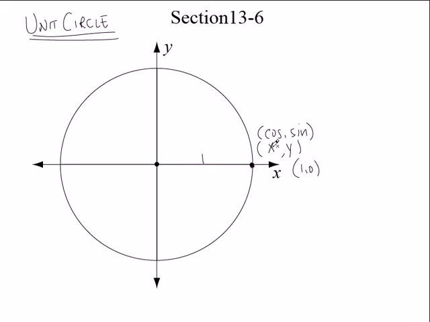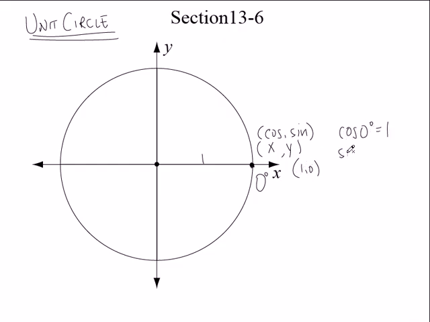1 is the x, or 1 is the cosine. So the cosine at, let me put an angle here, the cosine at 0 degrees is 1. Let's write that down. The cosine of 0 degrees is 1 because x equals the cosine of the angle. X is 1 in this situation right there, so it's equal to 1.